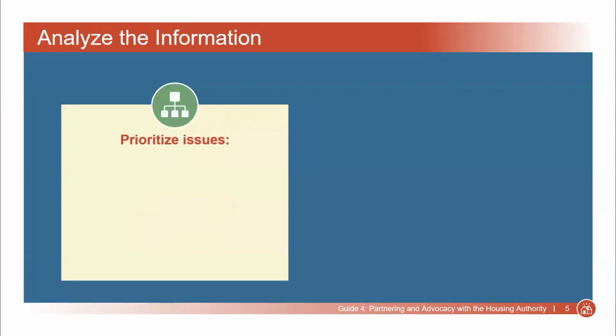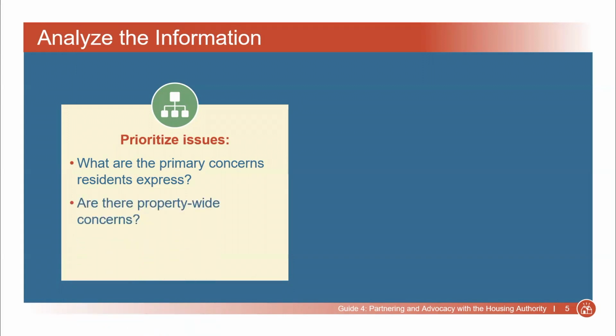Once you have a good number of surveys completed, compile the information and look for trends. Which issues are the primary concerns most residents express? Are there property wide concerns? Also, consider which issues are more serious. For example, a common space that is not accessible to people with disabilities might not affect all residents, but could be prioritized over less serious concerns.